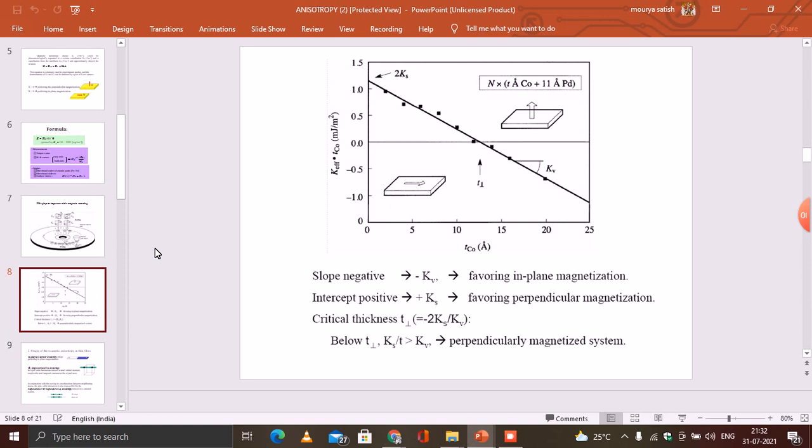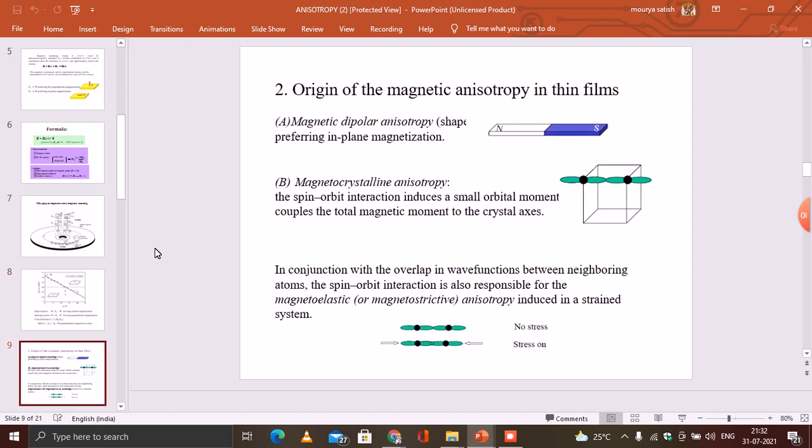If the slope K is negative, it is favoring in-plane magnetization. If the intercept is positive, plus Ks, it is favoring perpendicular magnetization. Critical thickness t is equal to minus 2 Ks by Kv. Below t, when Ks by t is greater than Kv, the system is perpendicularly magnetized.